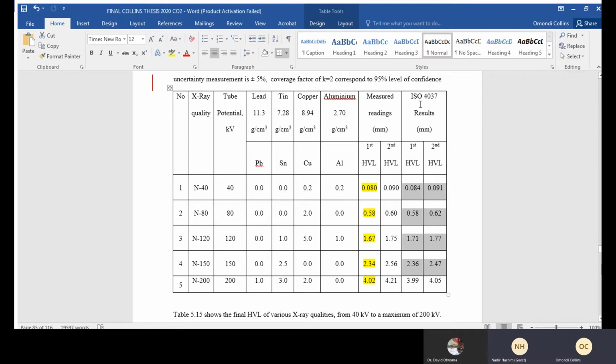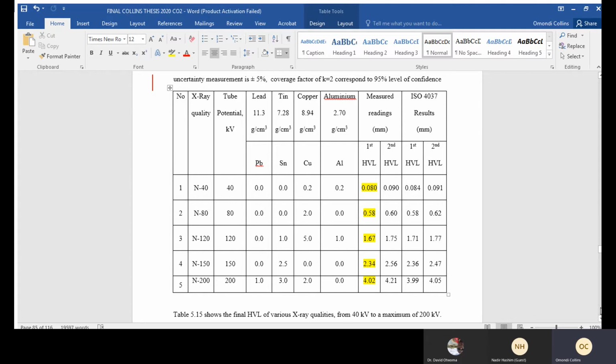Okay. Yes. Then this is the different material that I use for this 40 kV quality. So the ISO specifies that I should use 0.2 millimeter of copper and 0.2 millimeter of aluminium. So for 200 kV, it's 1 millimeter thickness of lead, 3 millimeter of tin and copper, and I don't use aluminium in this case.